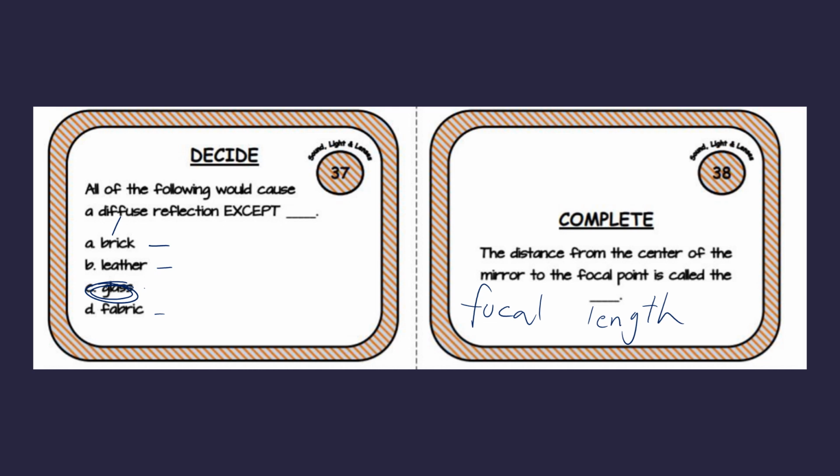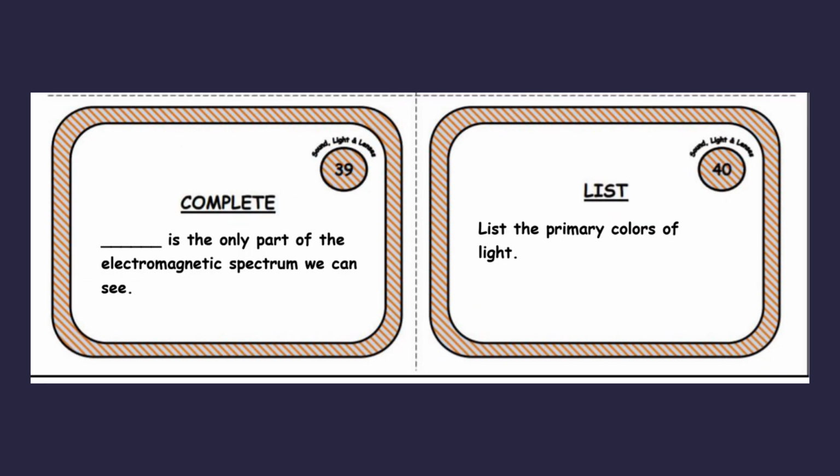All right, let's go ahead and go to our last here. Blank is the only part of the electromagnetic spectrum we can see, and that would be visible light. Now, if it says we can see, that literally means the word visible. And electromagnetic spectrum is just another fancy word for light.